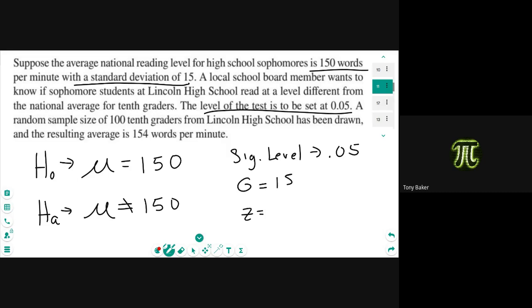Wait, so how do you know whether we're using Z or T? It's all about if they give you the population standard deviation, it's Z. If it's a sample standard deviation, it's T. Population standard deviation is Z. Sample standard deviation is T.